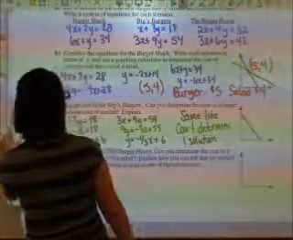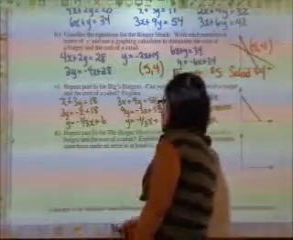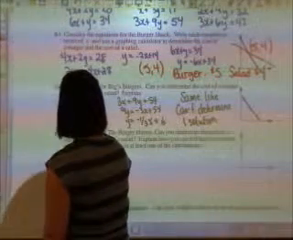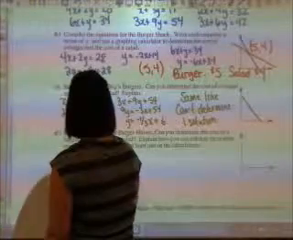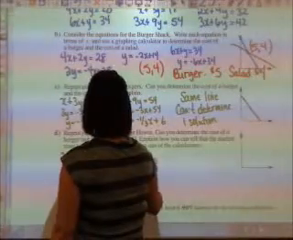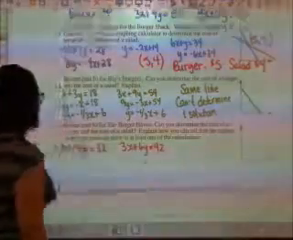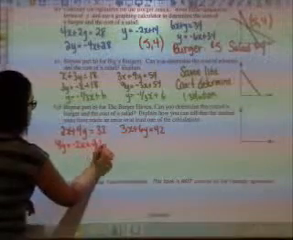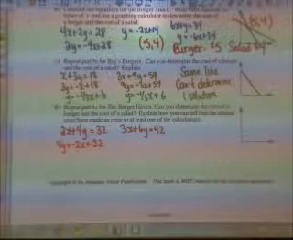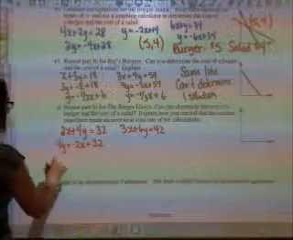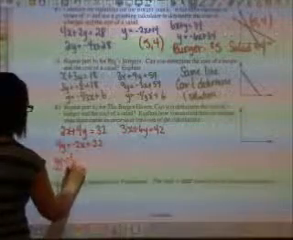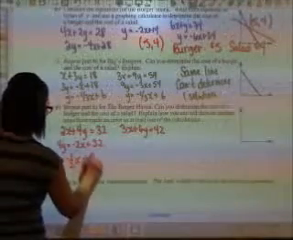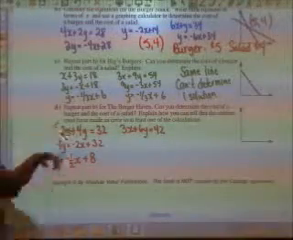Okay, so now let's look at Burger Haven. So I have 2x plus 4y equals 32, and 3x plus 6y equals 42 are my two equations. So if I isolate for y and move the x over, and then divide by 4. So what's negative 2 divided by 4? Negative 1/2. And 32 divided by 4? 8. Okay. The same thing with the other equation.